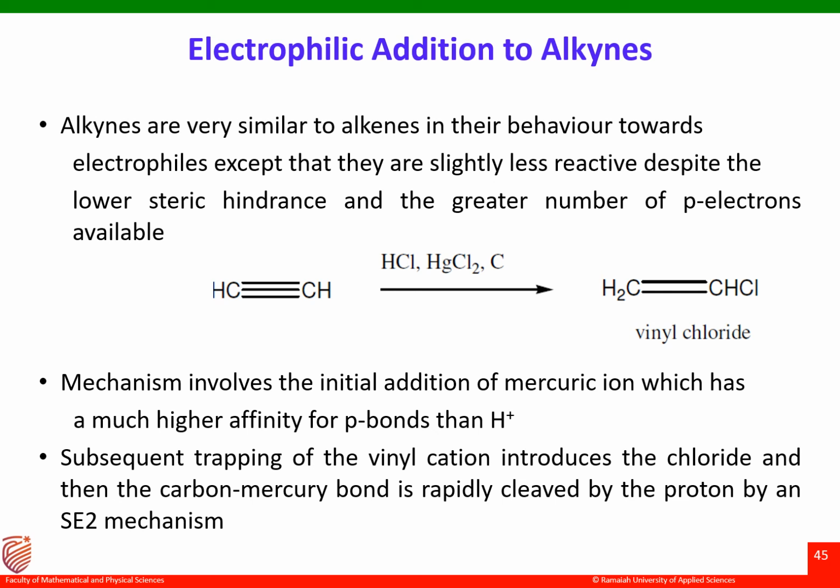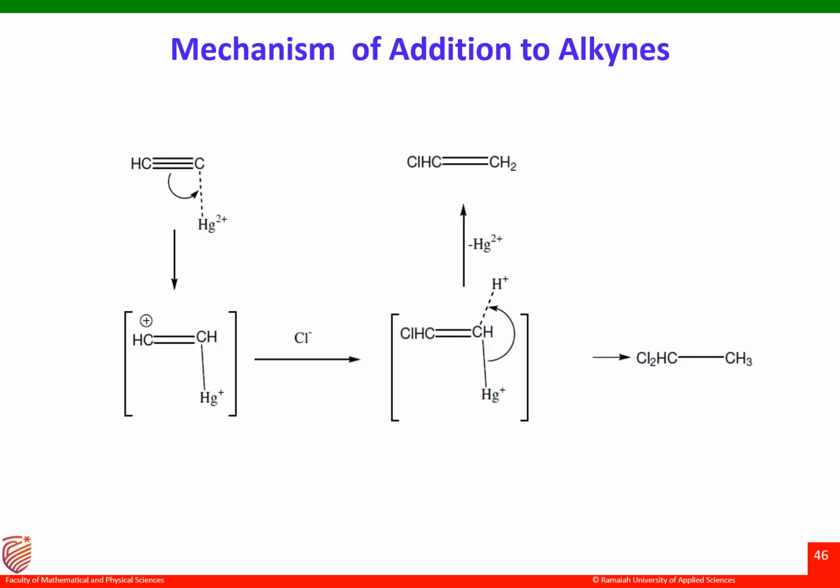Similarly, we also observe electrophilic addition to alkynes. If we take only 1 mole of reagent, then from an alkyne we get an alkene. But if there is excess, then this alkene can further react to form an alkane. The mechanism involves initial addition of mercury ion, in this case because I am using mercury chloride, and subsequently trapping the vinyl cation introduces the chloride, and then the carbon-mercury bond is rapidly cleaved by the proton by an SE2 mechanism. So this is the mechanism which has been indicated here.